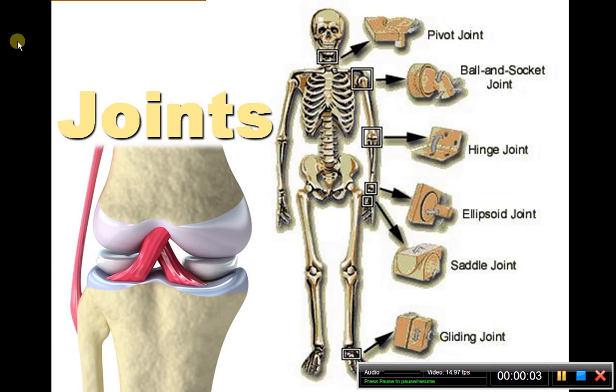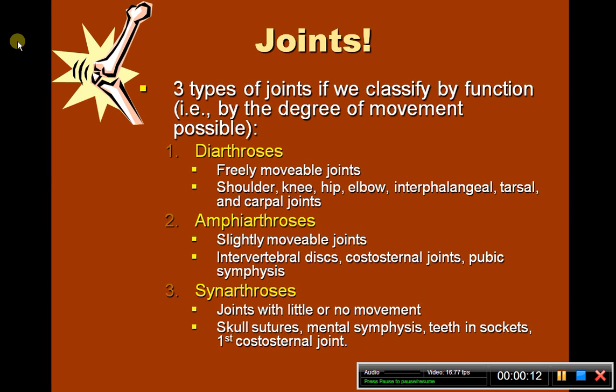Okay, so joints, this is a pretty easy one. I think this is only like maybe 20 some slides, so not super long. Joints is a transition from skeleton going into the muscle. So there are three types of joints. There are classifications and types, and don't mistake the two. So the three types of joints you have, the first one's diarthrosis, and then amphi and the sin.